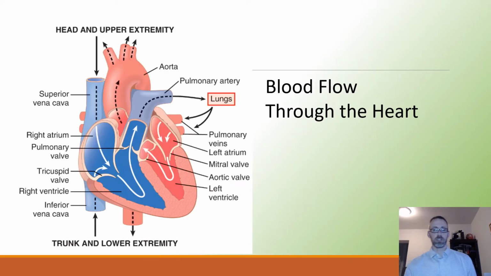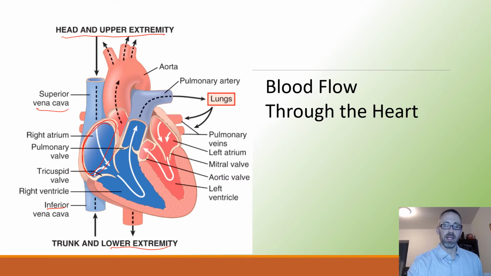Again, this is a review to take you through all those steps I just mentioned. You have blood returning from the head and the upper extremity, and all those veins are coalescing into what we call the superior vena cava. Then from the trunk and the lower extremities, all of them are coalescing into the inferior vena cava. They are both going to connect to our right atrium right here. So blood is going to move directly into the right atrium.